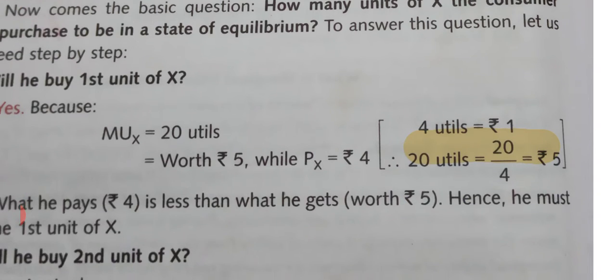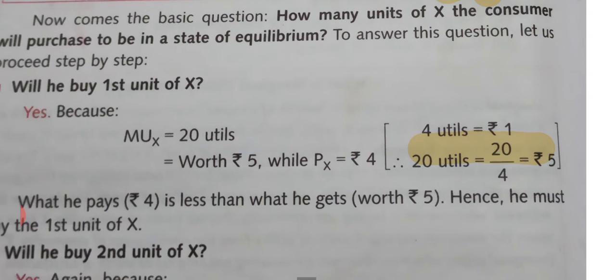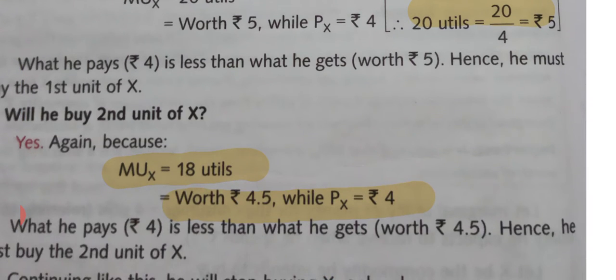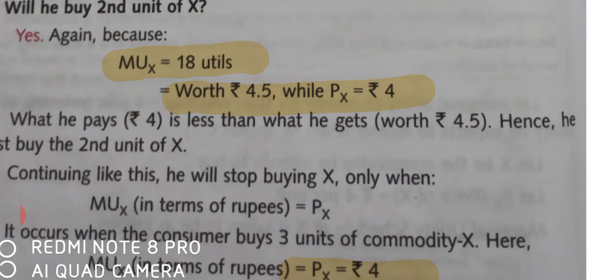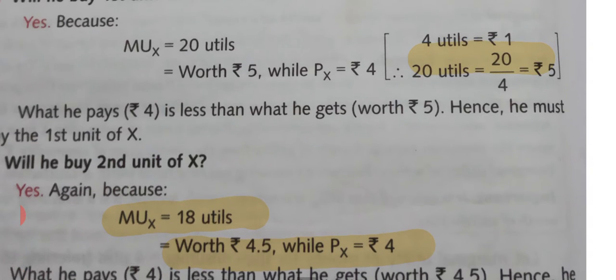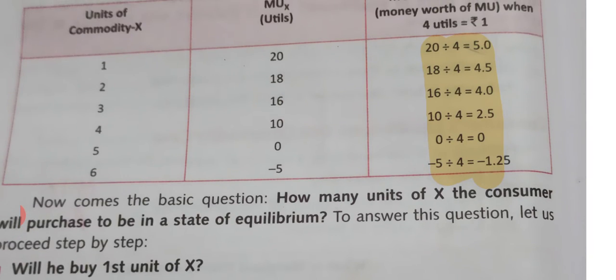Okay, so when the consumer is spending for purchasing first commodity, then he is spending 4 rupees but the satisfaction level is equal to the 5. Means he is getting extra satisfaction. So he will purchase more. When he purchases second unit of the commodity, then he is spending 4 rupees but satisfaction level is equal to the 4.5. So still he is getting more satisfaction than his spending. He will purchase more unit of the commodity. At third unit of the commodity, he is spending 4 rupees and the satisfaction level is also equal to the 4 rupees. So this is a condition of consumer equilibrium.